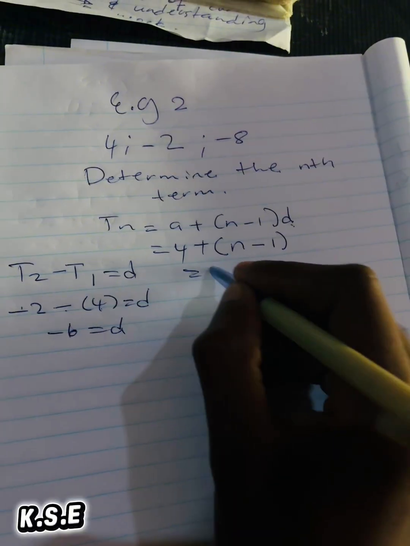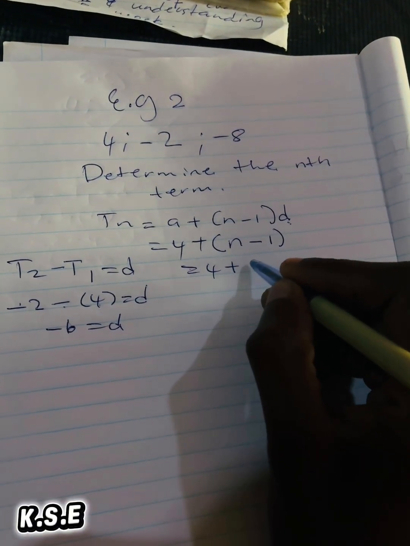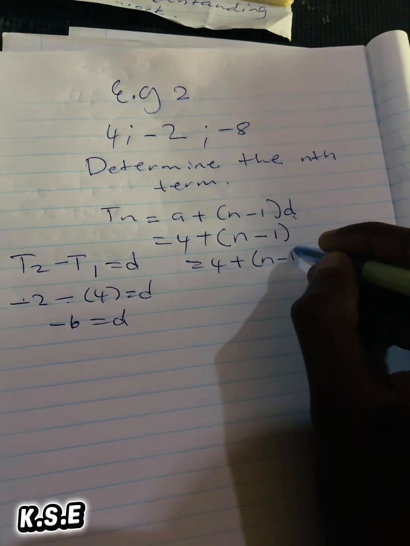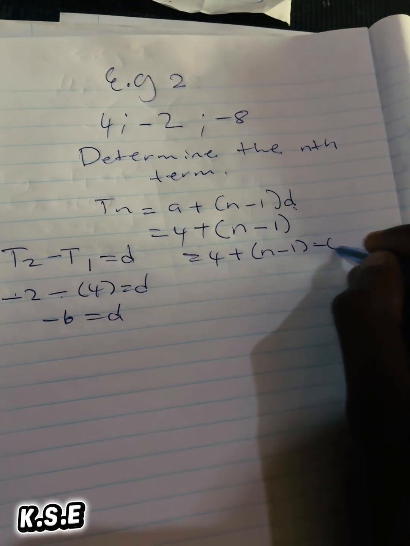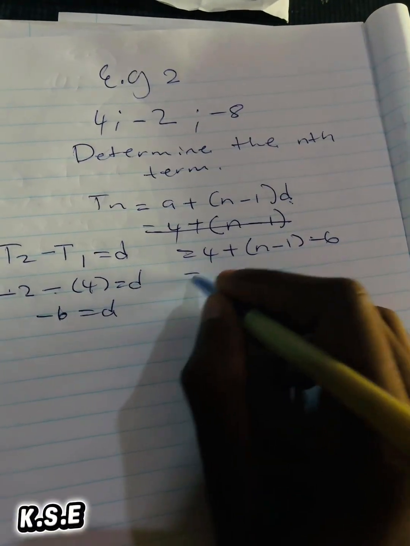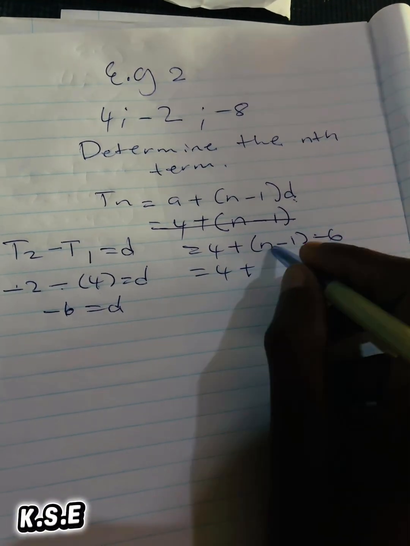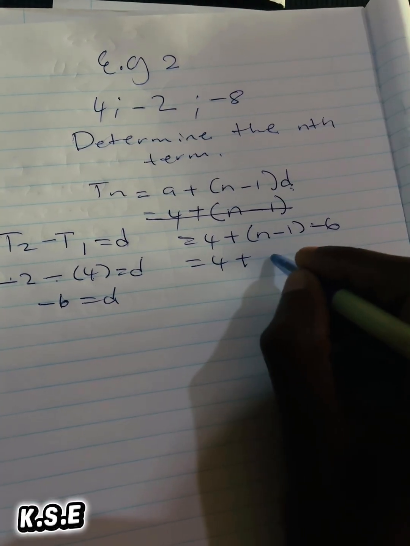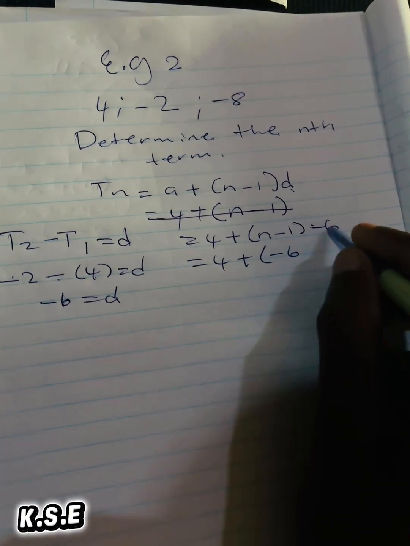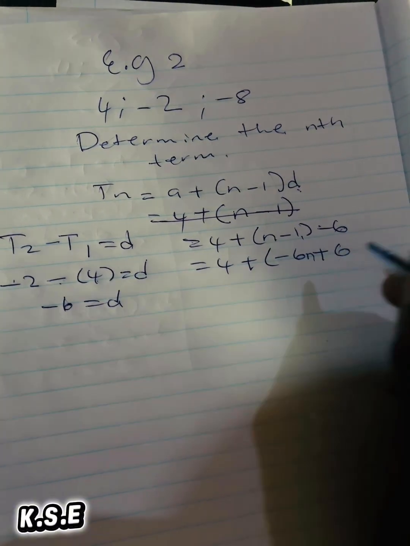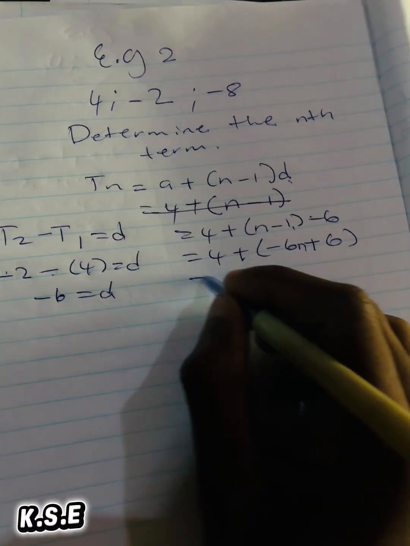So we're going to take it to the side. 4 plus, sorry, I was supposed to substitute it there. Okay, no problem. I'm going to substitute it here, -6, like that. So this one I'm going to cancel it out. So I'm going to say 4 plus this multiplied by this is going to give us what? -6. So we're going to have -6n, -6. This and this is going to give us +6. -6n here.